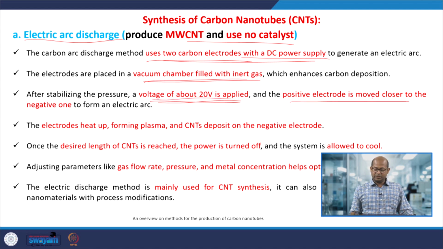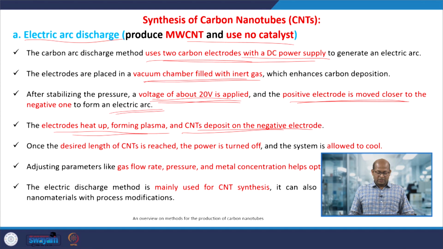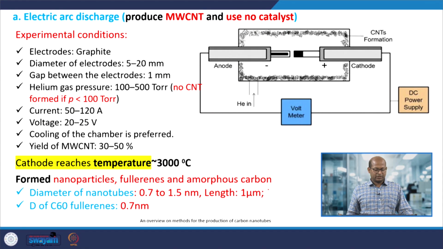When the positive electrode is moved closer to the negative electrode, so that both electrodes are close to each other, an electric arc will be developed. As a result, high temperatures will be developed and plasma formed, and then carbon will be deposited over the negative electrode in the form of CNT. That can then be cooled down and collected as a material, that is CNT. So that can be formed by using this electric arc discharge method.